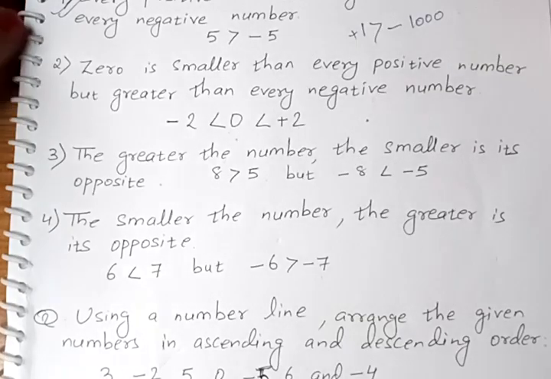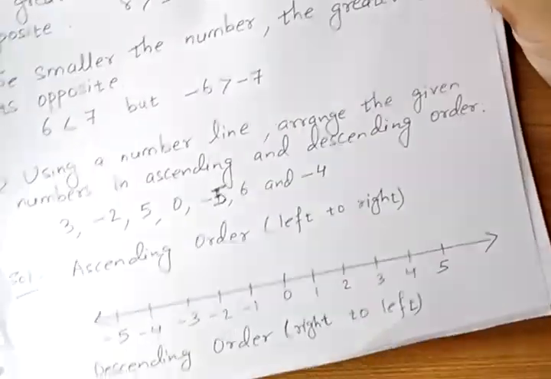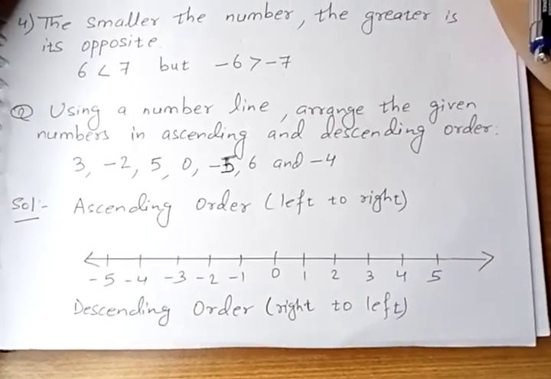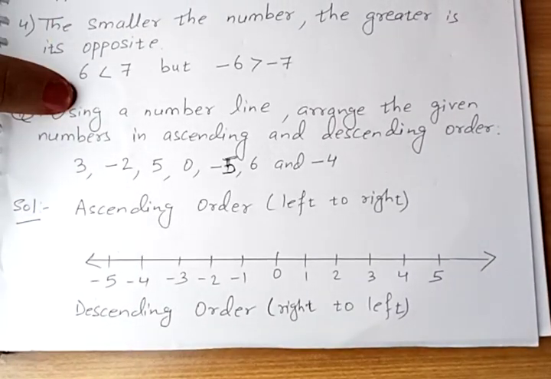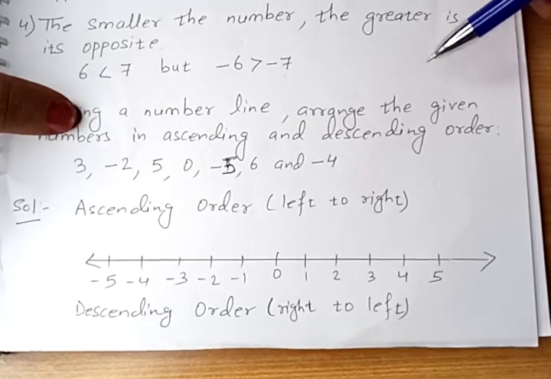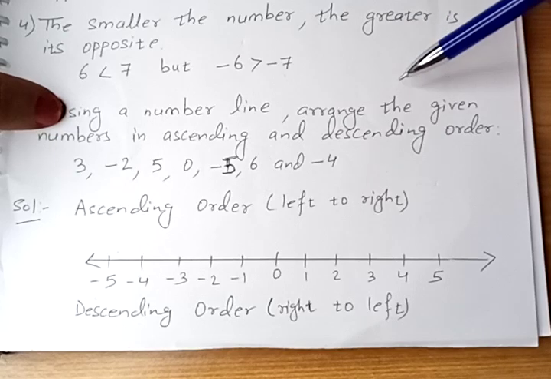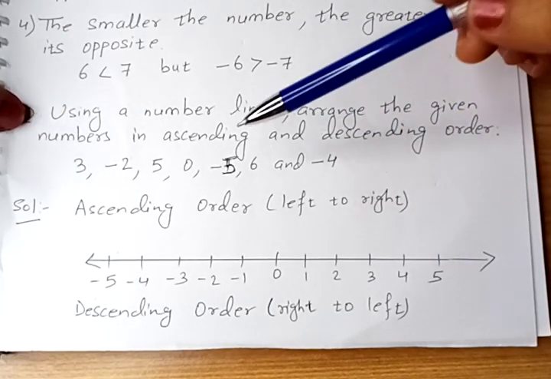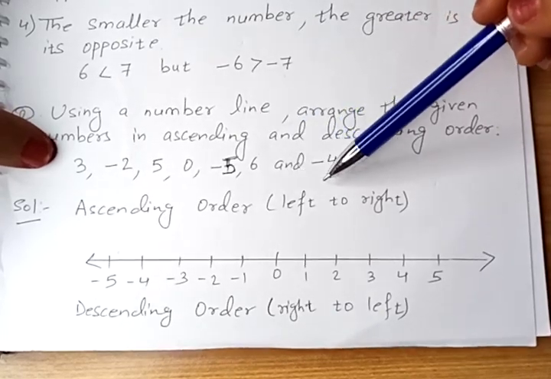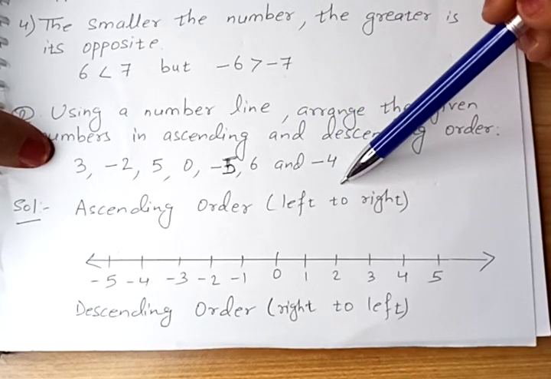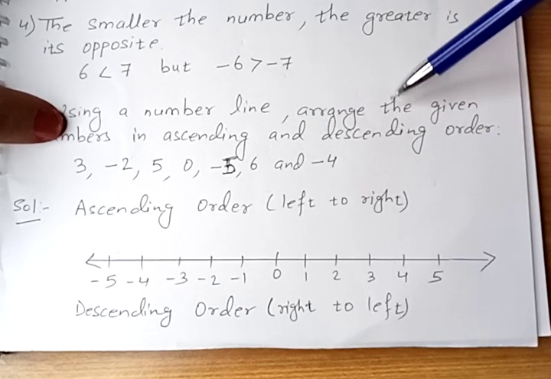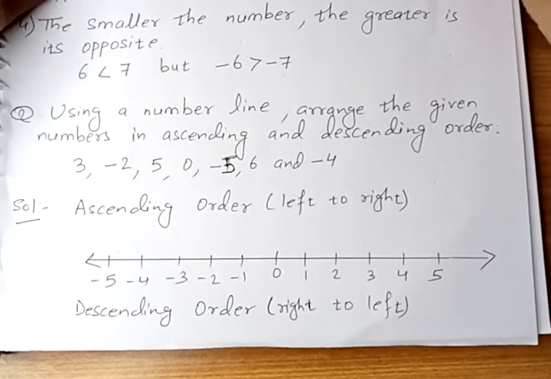Over children. Now we will see one important question. Using a number line, arrange the given numbers in ascending and descending order. You have to use this number line and arrange the given numbers in ascending and descending order. Very important, children, this one.